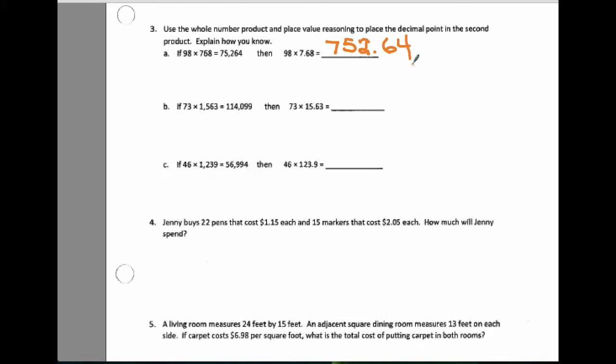Now, if you miss that, you've got some issues, because that's pretty easy right there. Let's look at this next one. If this equals 114,099, then this would equal how many numbers are behind decimal? 2. Put the decimal there. It's easy. They gave you the answer. You just have to move the decimal. This one is how many numbers behind decimal? 1. Put the decimal there.